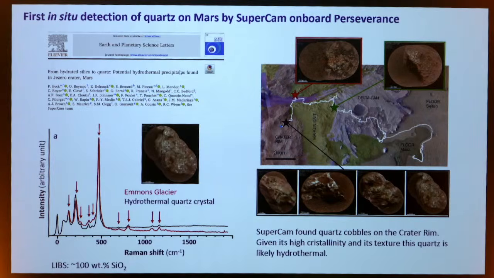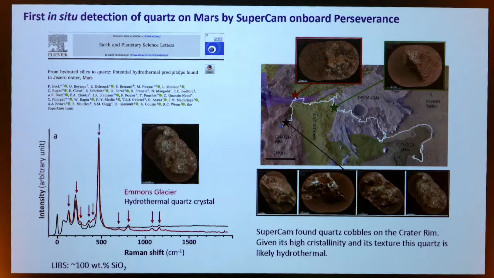And this is really fantastic data because Raman on Mars is a tricky thing. And you can see that we have all the expected mode bands for quartz, indicating that this quartz is very highly crystalline. And considering some textural arguments, we ended up with a conclusion that it is likely hydrothermal.